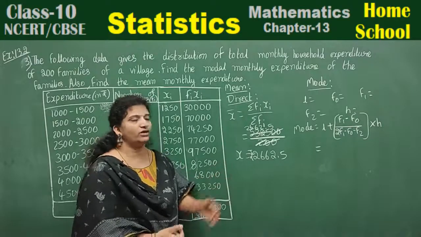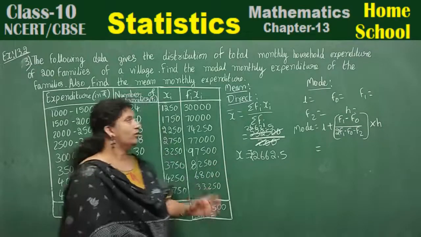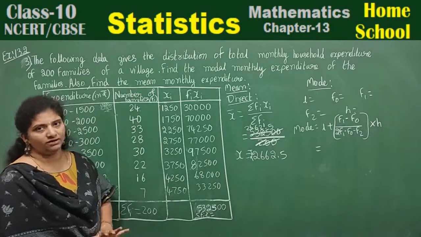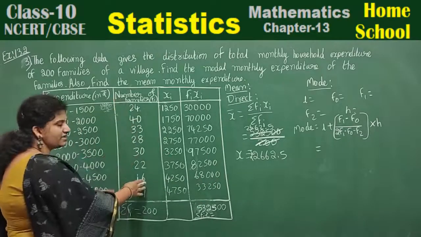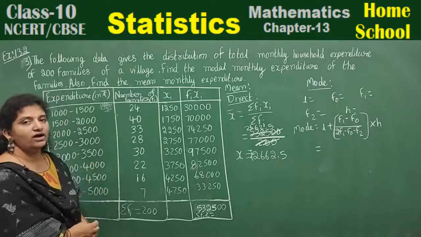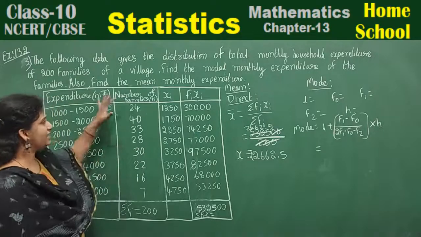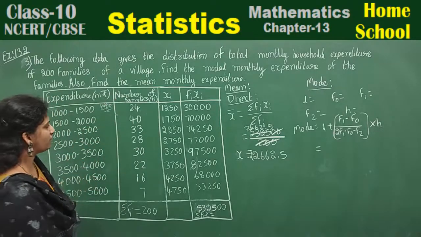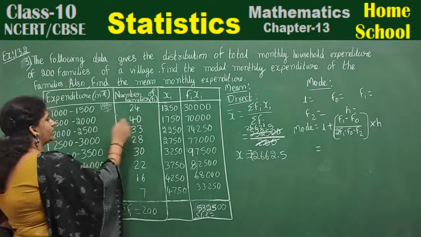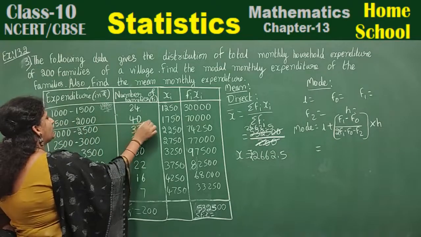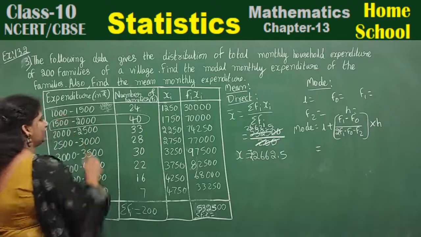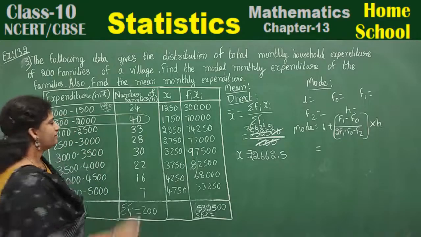Okay, let's find out the mode for the given data. For mode, we don't need other columns. We just need the highest frequency and class interval. How to see the modal class? Highest frequency. Where is the highest frequency here? 40. So mark this with a pencil. This is your modal class.